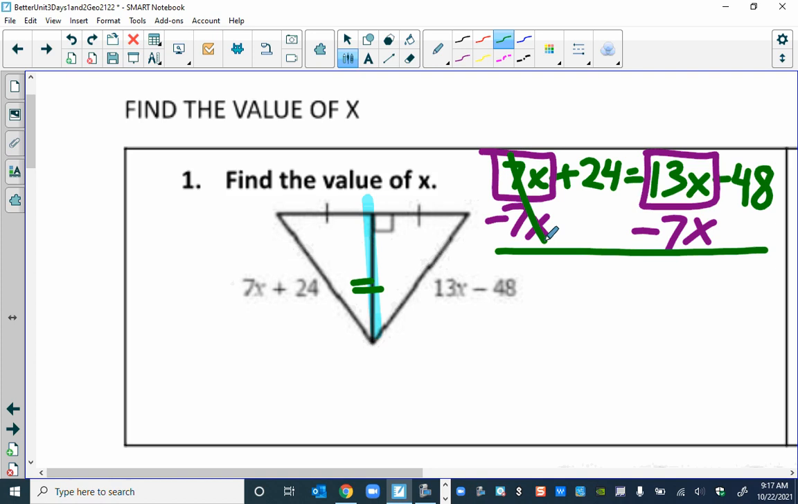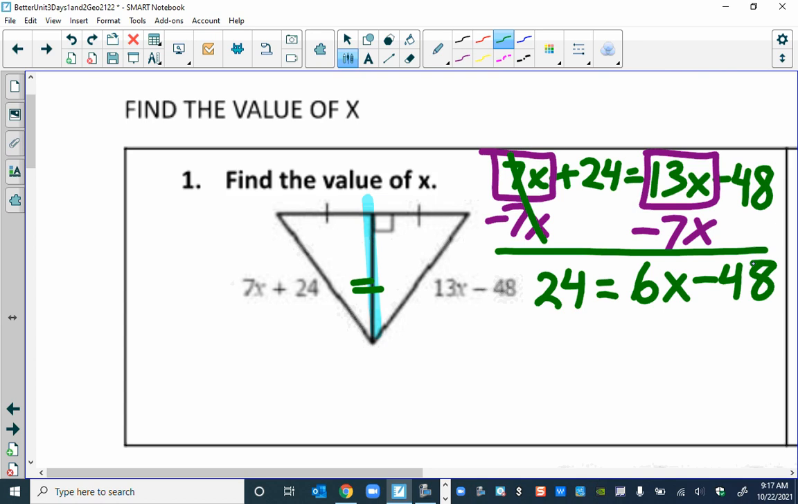So the 7x's go away. 24 equals, what's 13 minus 7? And then don't forget we have to include the x. So we have 24 equals 6x minus 48. What's our next step here?